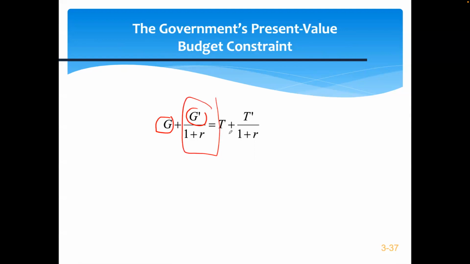Okay. On the right-hand side, this is what the income the government can have, right? So the government has two possible incomes. They have income from current tax T, and they have income from future tax T prime. Again, this is normalized by 1 over 1 plus R, right? So this is the government.